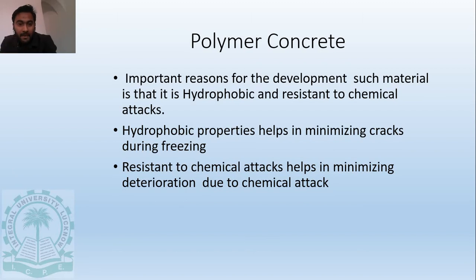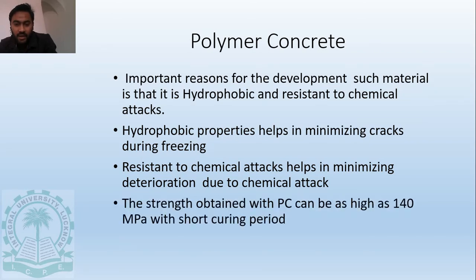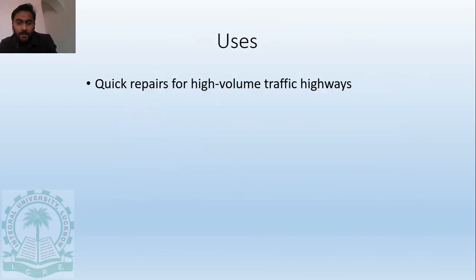The last part is it is resistant to chemical attacks, so obviously it increases the age of the structure. Strength up to 140 MPa can be obtained using polymer concrete with a very short curing period. So it has specific uses, in special projects where we have a short curing period and high strength requirement, we can use polymer concrete. It can be used for quick repairs in high volume traffic highways.